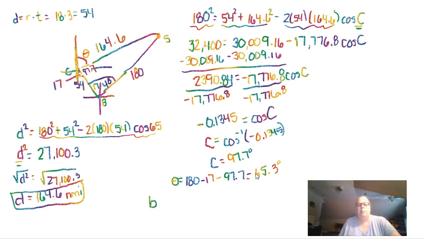So the bearing is going to be 65.3 degrees. The ship is going to be traveling north and east, so the bearing will be north 65.3 degrees east.